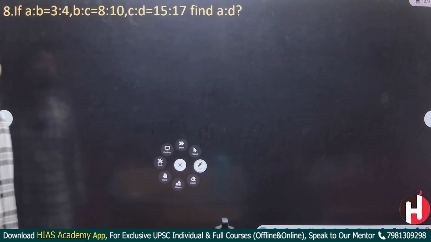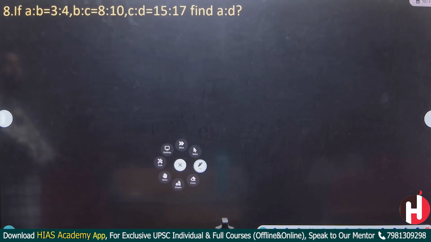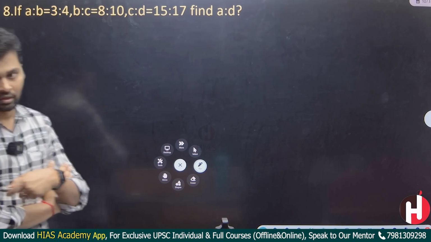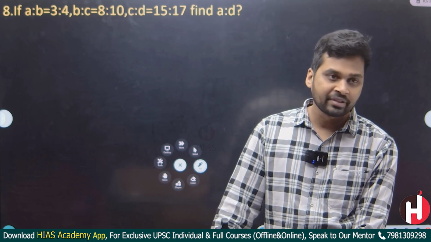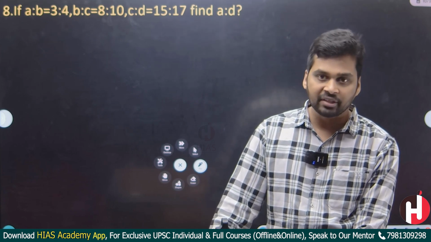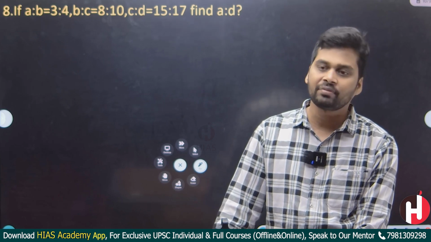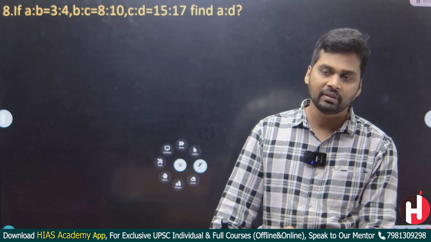If A is to B is equal to 3 is to 4, B is to C is equal to 8 is to 10, C is to D is equal to 15 is to 17, then find A is to D. Now we require only A is to D. We don't require the A is to B is to C is to D value. Only A is to D, that is the first term and the last term.